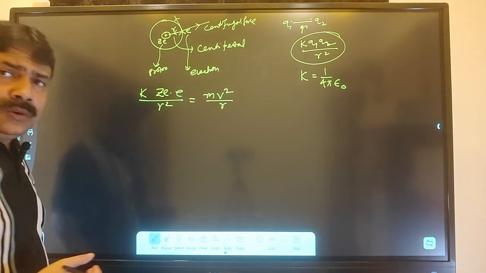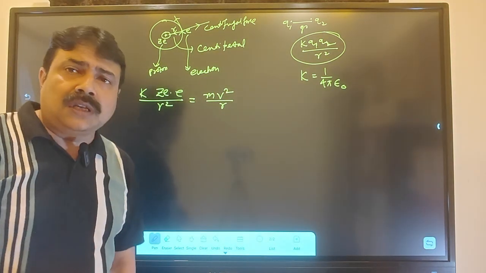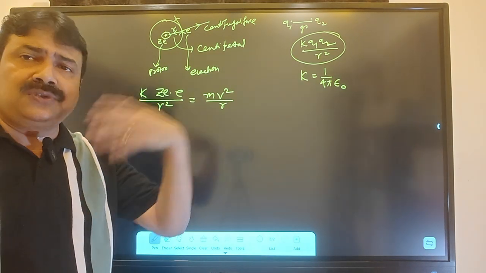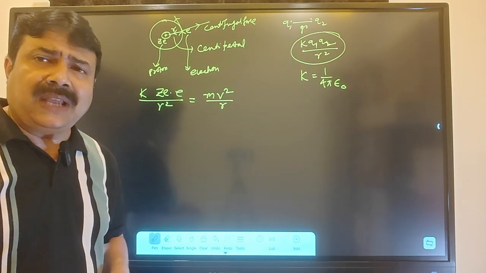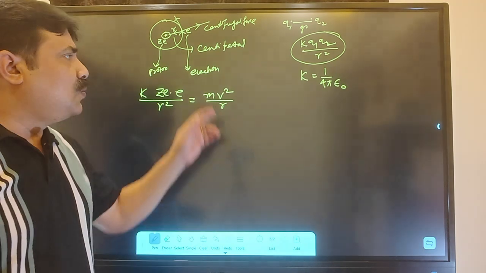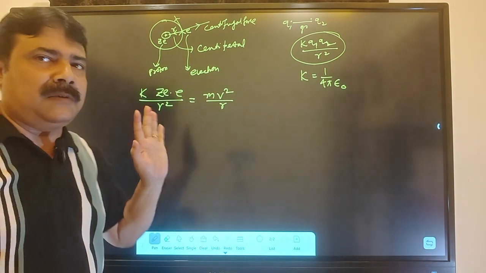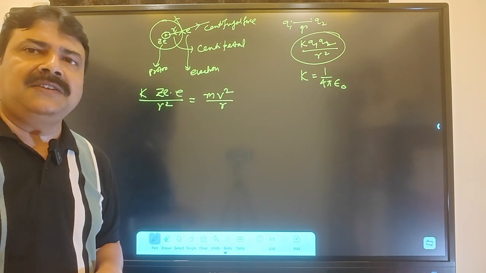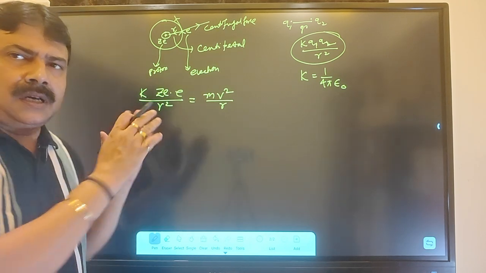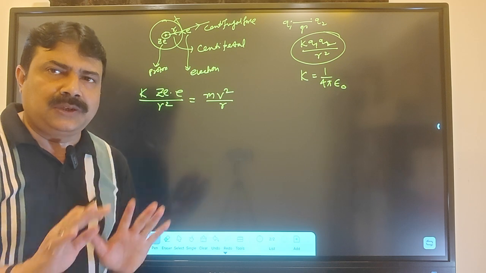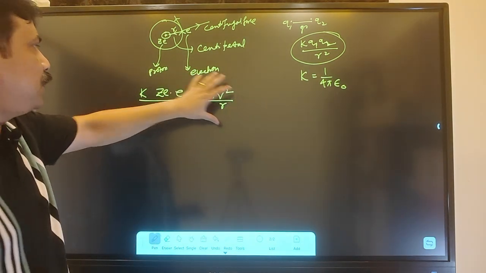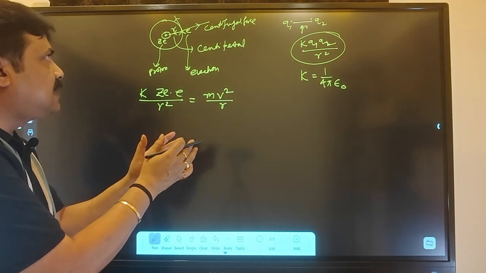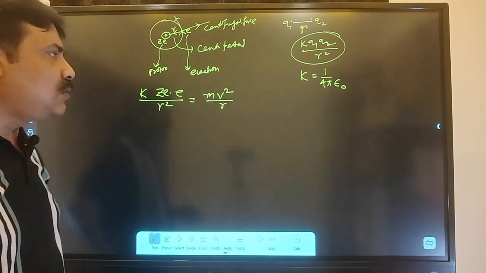As per Newton's second law, mass into acceleration is a force. Force means mass into acceleration. We can prove it by that model. v square by r is the acceleration, multiplied by mass, it is nothing but the centrifugal force. But that is not required here itself, you only need to know that. This is your centrifugal force, and this is your centripetal force or electrostatic force of attraction, which have to balance each other, then only the electron moves in a circular path.